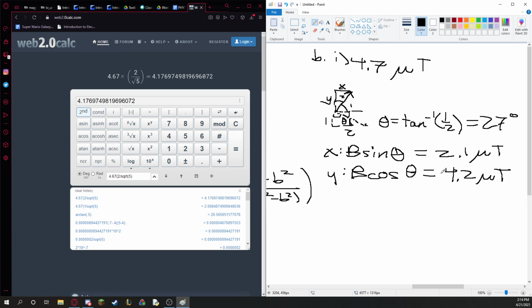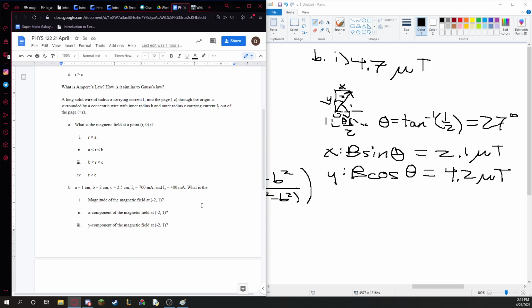You guys have any questions about this? Essentially what we've done is we found our magnitude using Ampere's law, right-hand rule to find the direction, and then trigonometry to find the angle, and therefore break it down into x and y components.